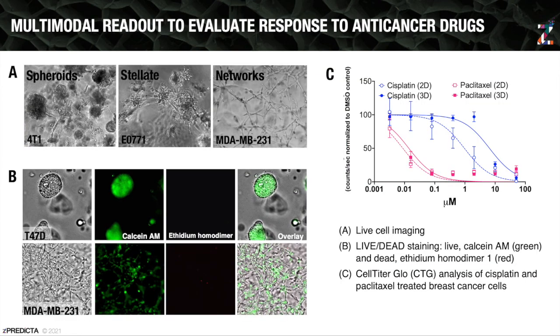And then when we move to the multimodal readout, these are some examples of readout that we can do. In part A on top, we're looking at just different cell types. These are all breast cancer cells. 4T1 and EO771 are mouse cells, and then MDA-MB-231 are human breast cancer cells. We can image here using the bright field function of the Spark Cyto and look at various spheroids forming or stellate structures or networks that form by these cells very clearly. And this, as I said, can be imaged over time. In B, we looked at live-dead analysis.